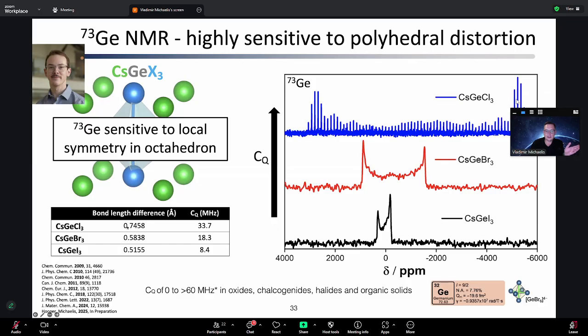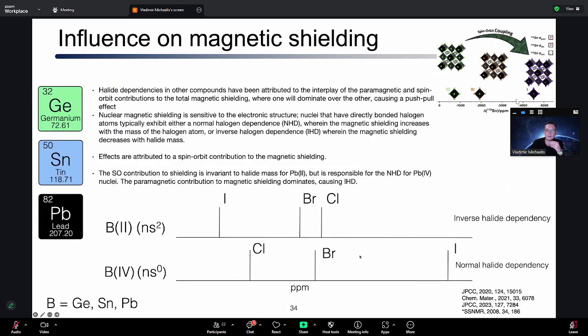You can see this is a very strained environment. This is more of a cubic environment, and therefore it's receptive to that overall strain. Now, in addition to that, you get this unusual chemical shift effect. So what does that chemical shift effect look like?